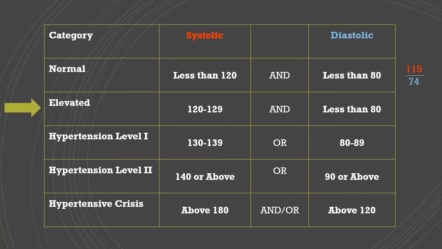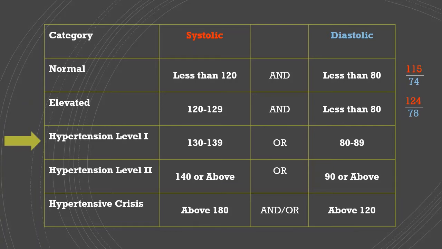Elevated blood pressure is higher than preferred, but does not always require a medical intervention, especially if you're willing to make the lifestyle changes that we'll be discussing in this presentation. So with elevated blood pressure, a systolic would be between 120 and 129, while the diastolic continues to be less than 80. 124 over 78 is an example of an elevated blood pressure.